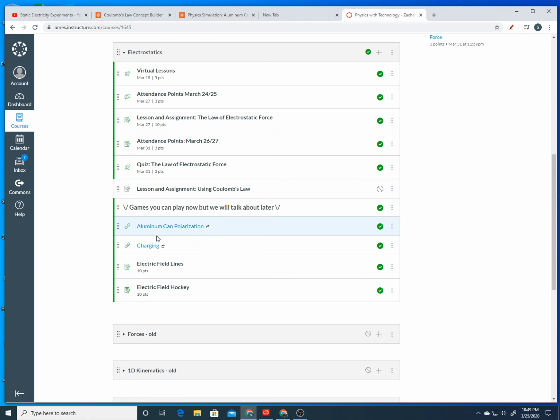I will be talking next class about the two primary ways to charge objects. And this will actually be a pretty short section.